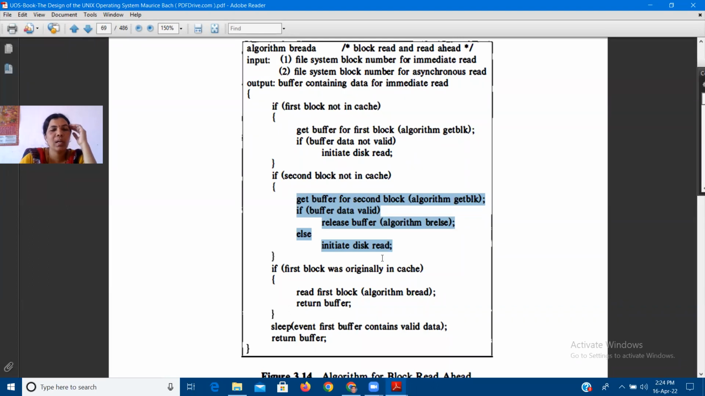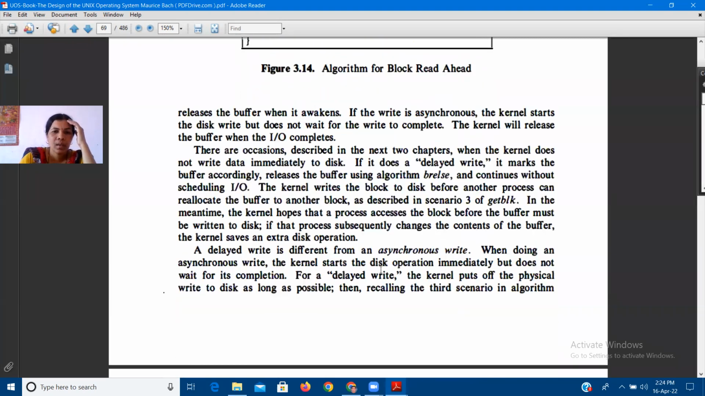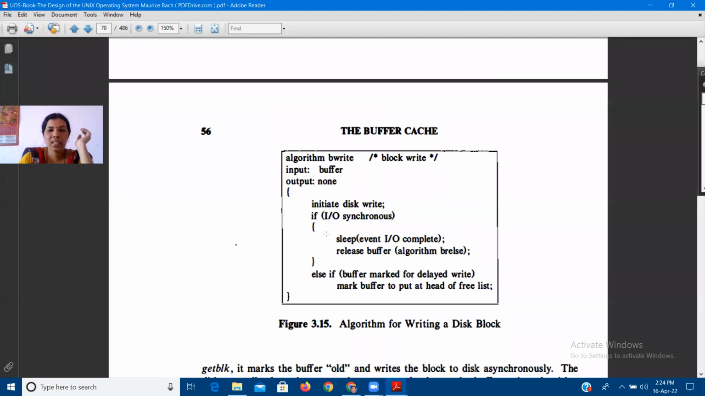Okay, I will share this book also with you so that you can practice these algorithms. So come on to the next algorithm, that is bwrite. So this point is about reading and writing these blocks. The last algorithm under this point is bwrite. So input will be buffer.